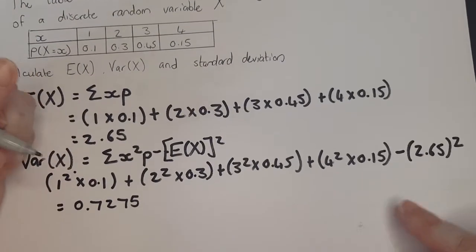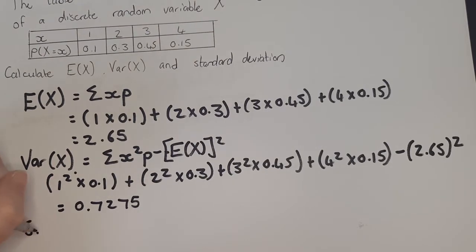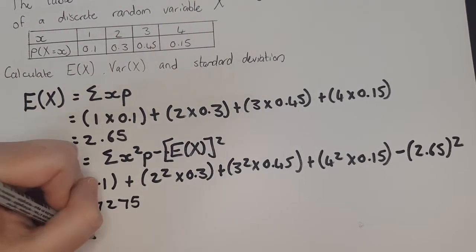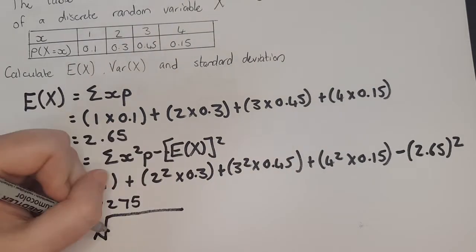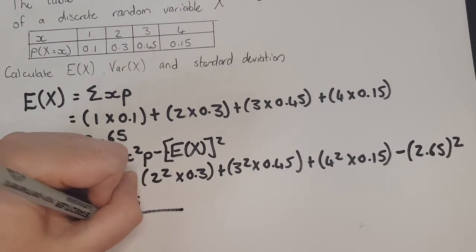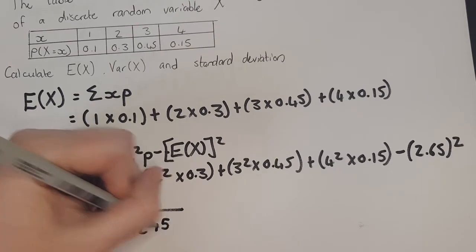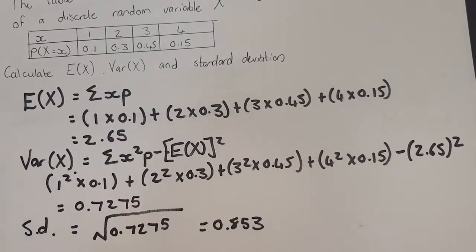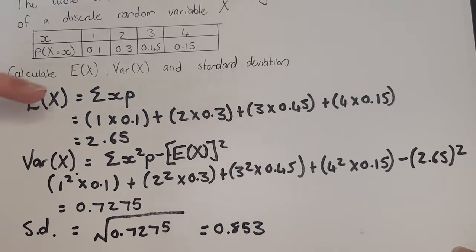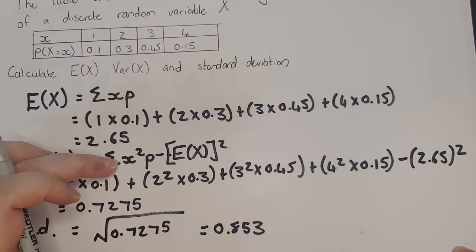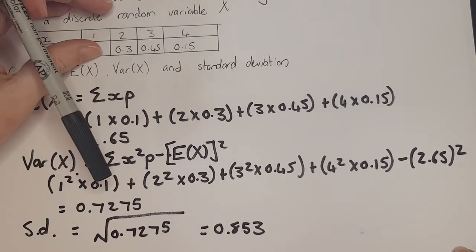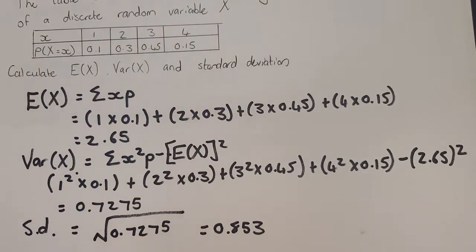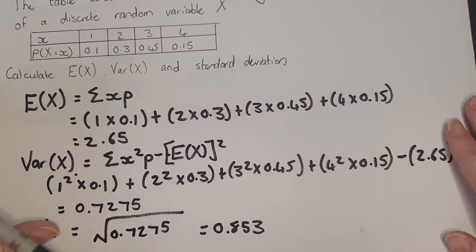If you type that whole thing in your calculator, you should get 0.7275. And then our last one is calculating the standard deviation, which is the square root of the answer I just calculated, 0.7275, which will give me an answer of 0.853 on my calculator. So there's my expectation, my variance, and my standard deviation. All you have to remember is the formulas, because you will have already calculated the table from a previous question, or it'll be given.